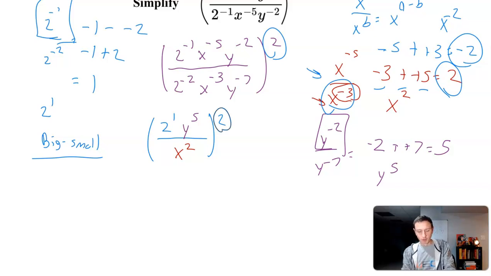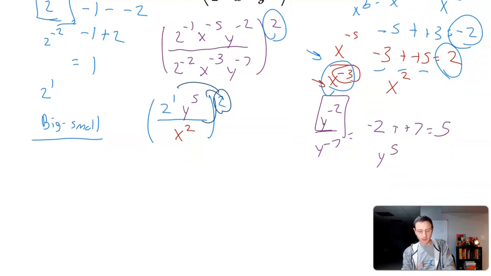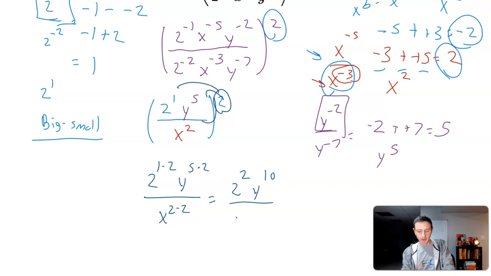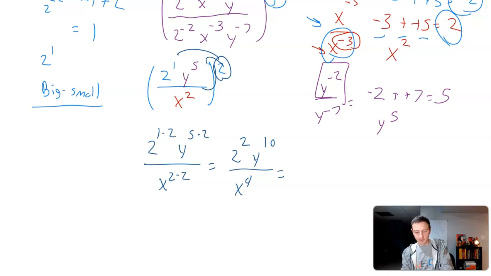I have power to a power now, so I'm going to take 2 to the 1 times 2, y to the 5 times 2, and x to the 2 times 2. So this is 2 to the squared, 1 times 2 is 2, y to the 10th, 5 times 2 is 10, and x to the 4th, 2 times 2 is 4. We have one more step to simplify. 2 to the second is 4, because 2 times 2. So we get 4 y to the 10th over x to the 4th.